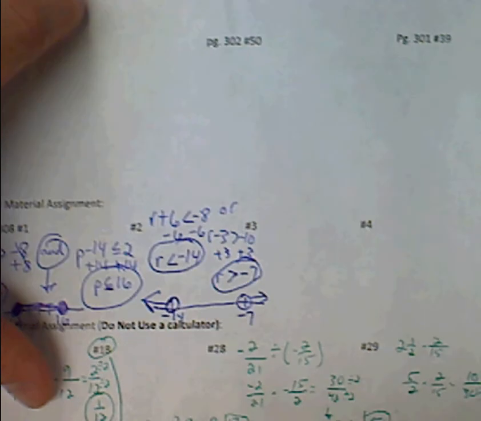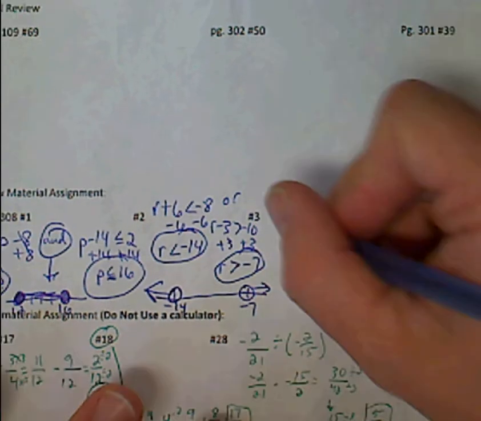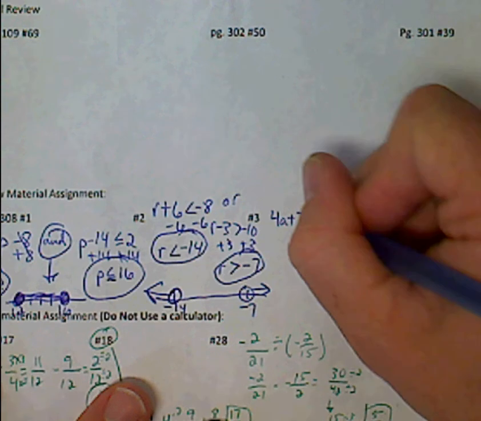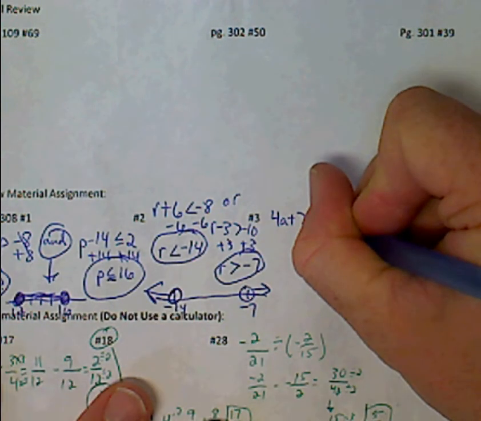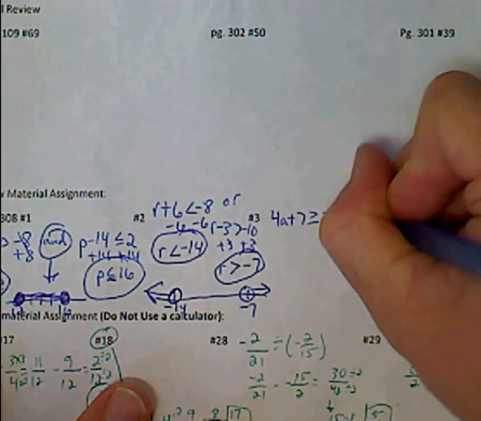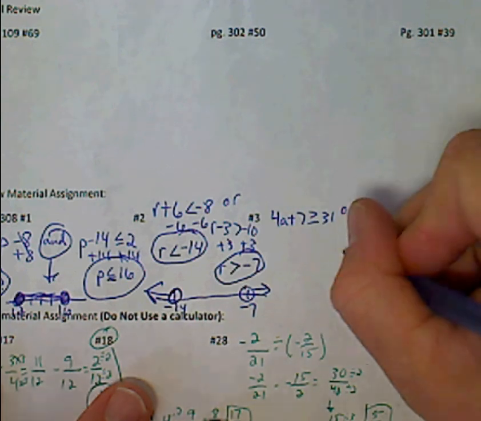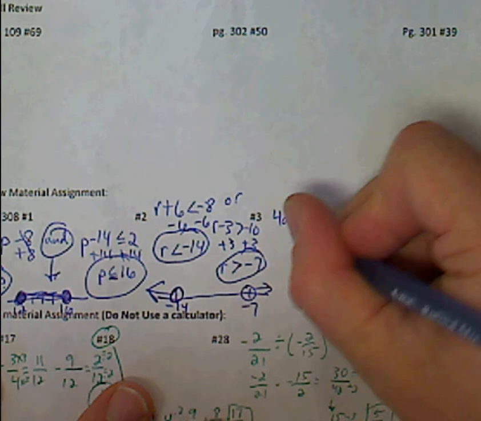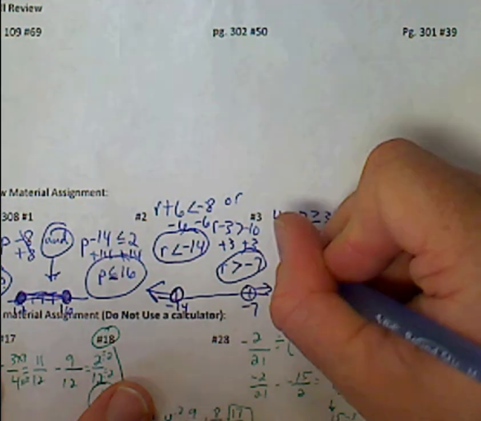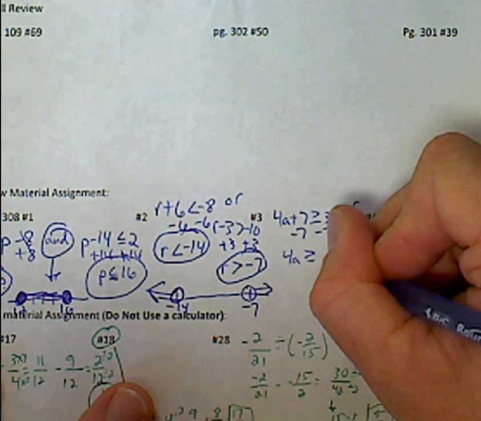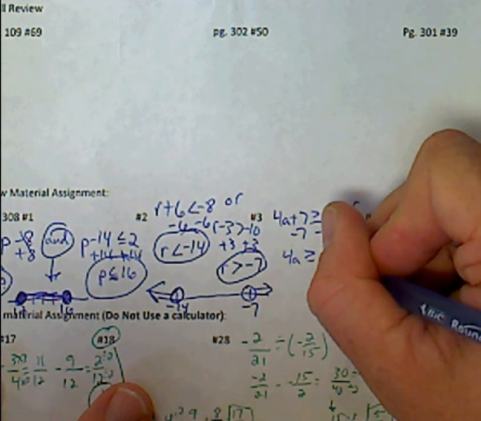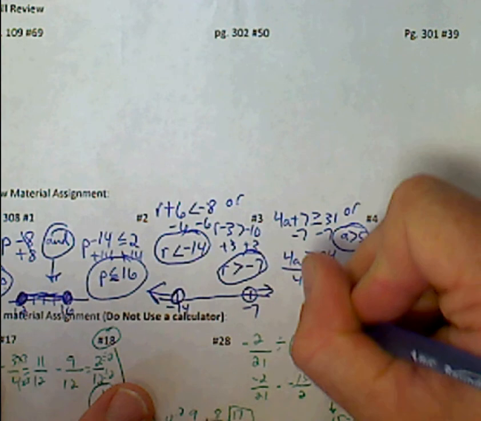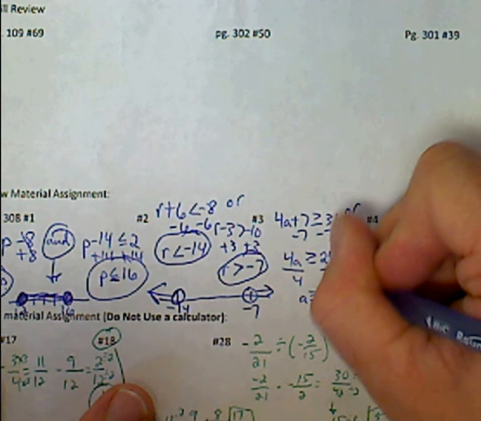Number 3. I have 4a plus 7 greater than or equal to 31, or a greater than 5. So a greater than 5 is already solved. I'm going to take minus 7. I get 4a is greater than or equal to 24. Divide by 4. a is greater than or equal to 6.